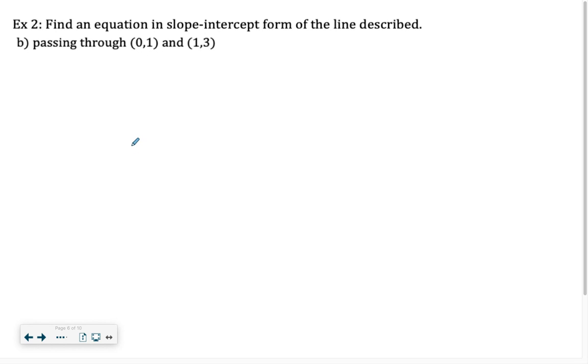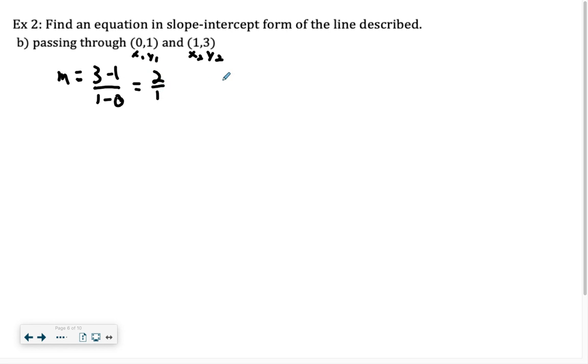For part B, we want to find the equation of a line that just goes through these 2 points. If we're given 2 points, we can always find the slope. So let's start by doing that. We know that we're going to need the slope at some point. So m is, let me label my points, x1, y1, x2, y2. So my slope is y2 minus y1, which would be 3 minus 1, over x2 minus x1, 1 minus 0. So that'll be 2 over 1.